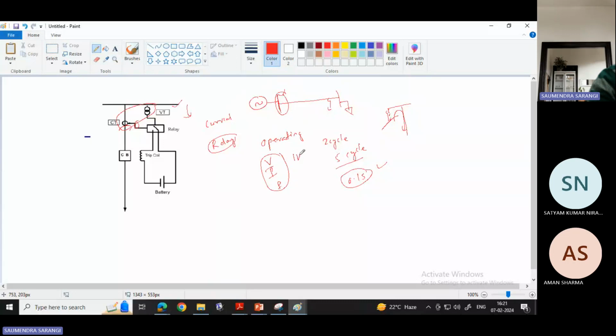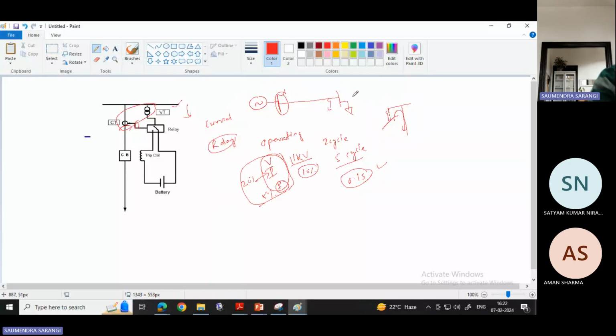If we are talking about an 11 kV system, there may be a plus or minus 10% variation of our voltage. In our current, if you observe, a plus or minus 20% variation may occur. Frequency also may change plus or minus 5% in our system. So when there is a change in voltage, current and frequency, we are trying to understand what changes may occur in our system.